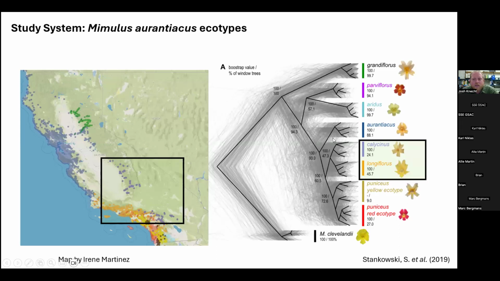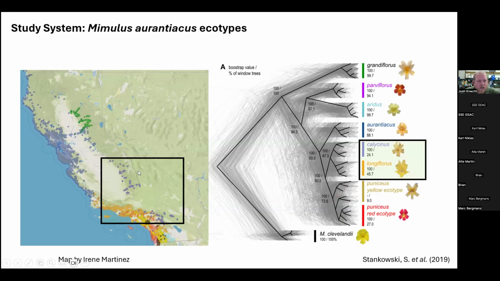So to look at this, we're going to use the Calasinus and Longiflorus pair. So that's in this box here, in this phylogeny. One reason I decided to choose these to look at is they're sister to the Panaceous red and yellow, which has had the most work done. And so I thought if we saw any interesting patterns, we can compare to red and yellow and see if there's any parallel reproductive isolation evolution going on in this group.